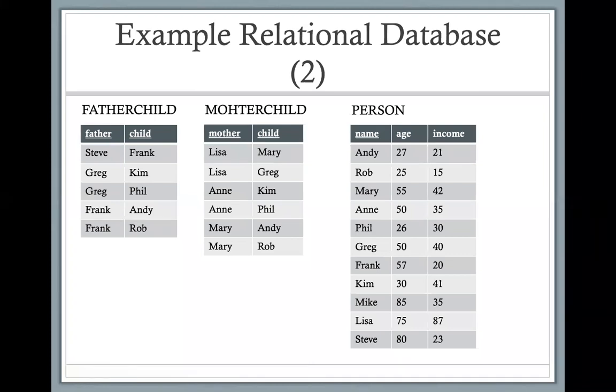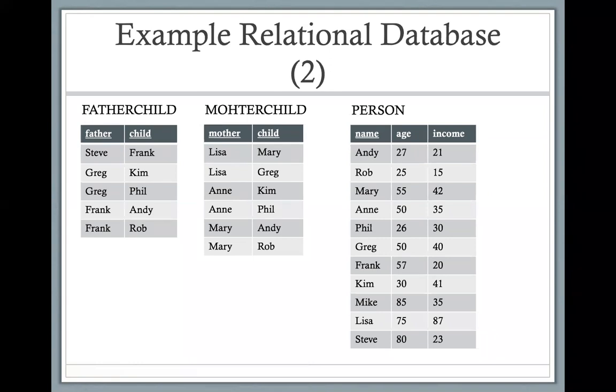Okay, how about the other way? For instance, if I select father, child, and mother from mother child left outer join father child, what do I get? So I'm doing a left outer join between mother child and father child.